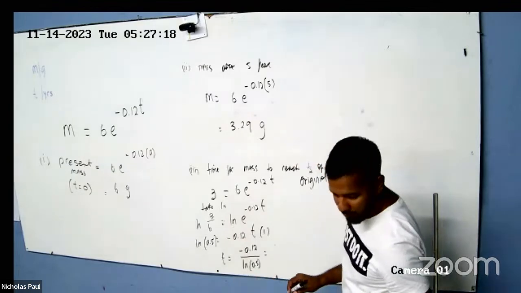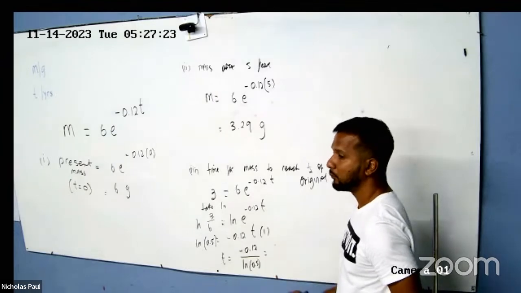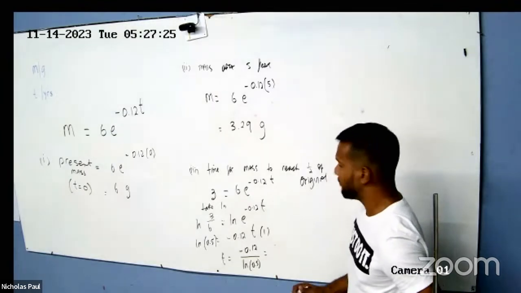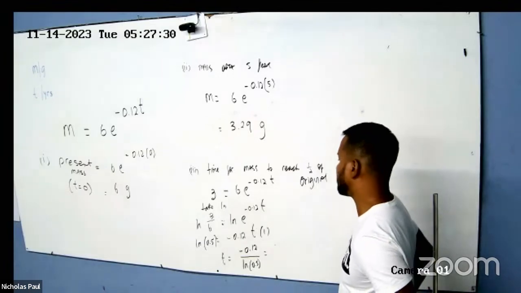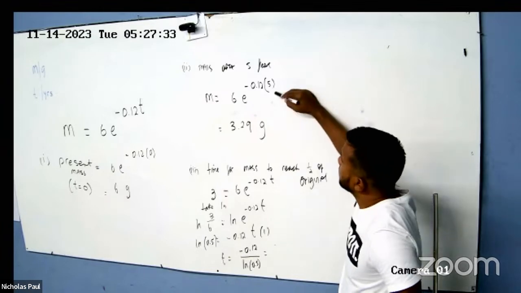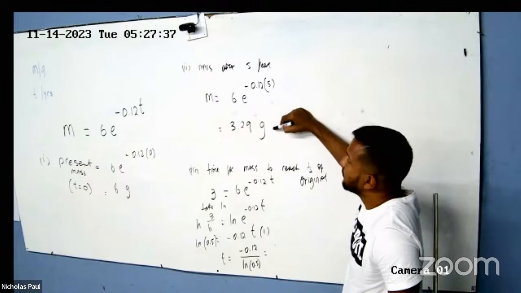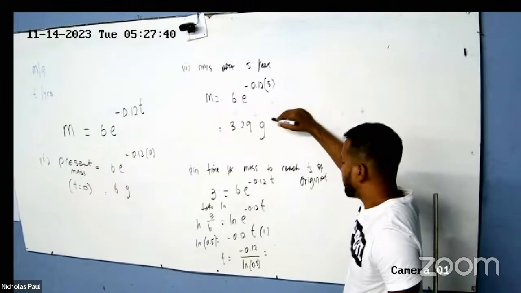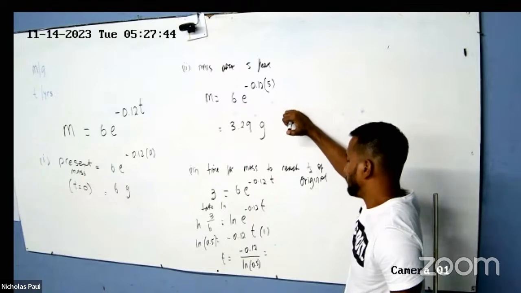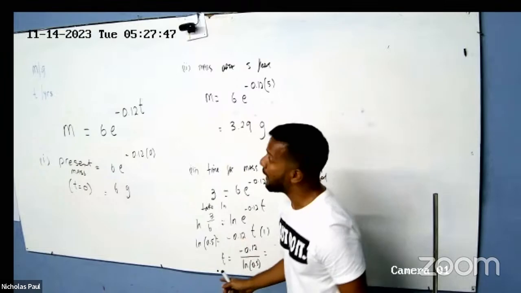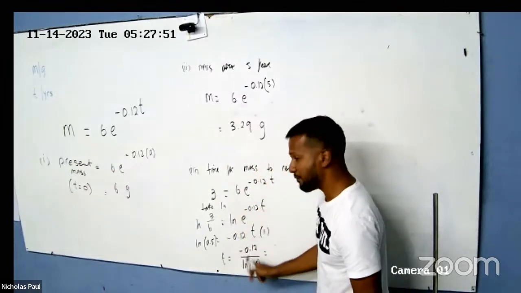How much did you all get there online? 0.173, yes? Is something wrong? I took 5 years to reach 3.29. Oh, I have it back to front. Oh, see that? I put it upside down.